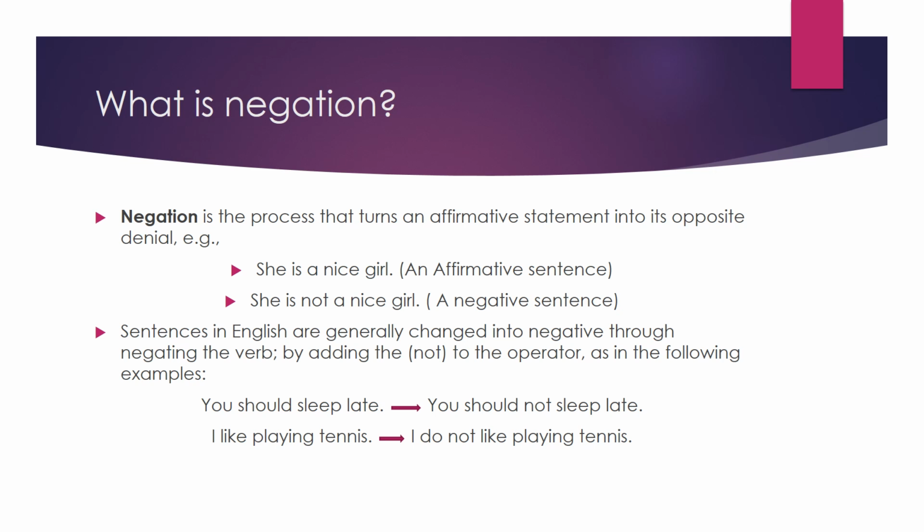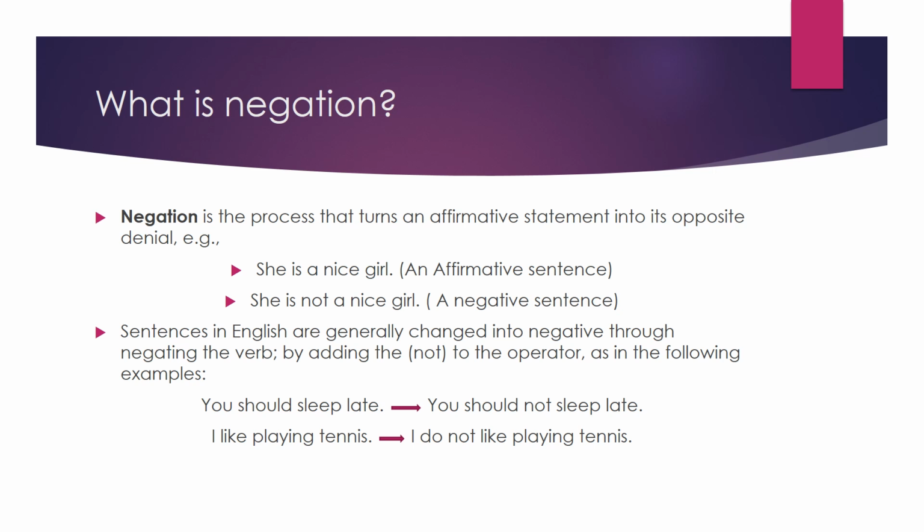For example, when we say she is a nice girl, this statement is affirmative, positive, while denying this fact that is said in this sentence is done by making the sentence negative. In this way, we say she is not a nice girl. How did we do that? The general rule of changing sentences from positive or affirmative into negative in English is through negating the verb.